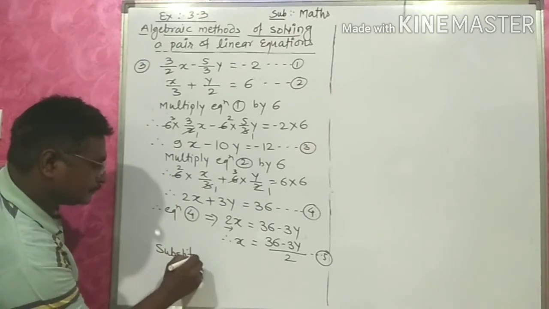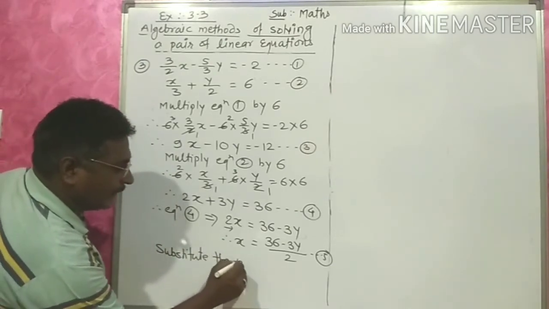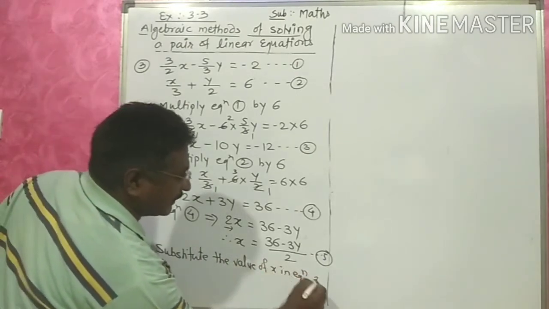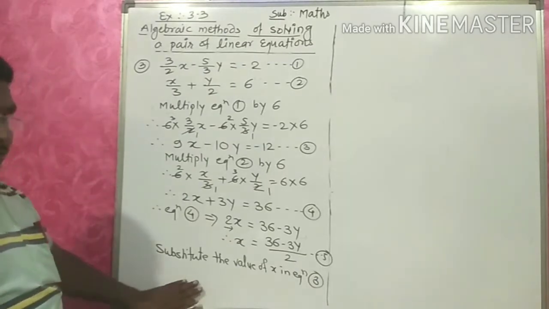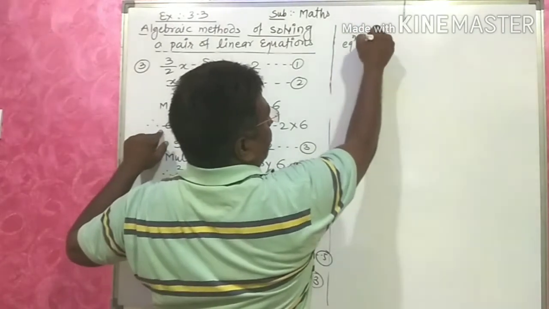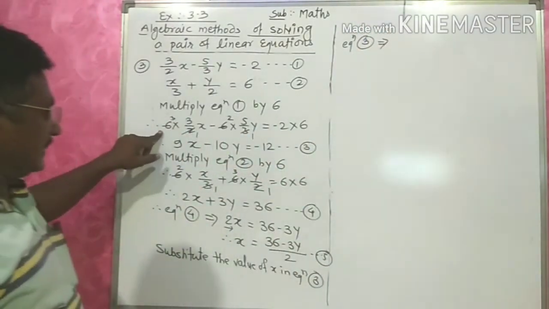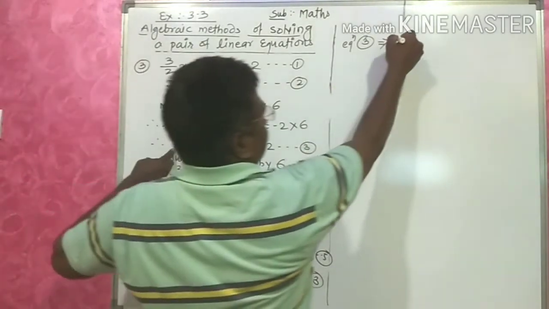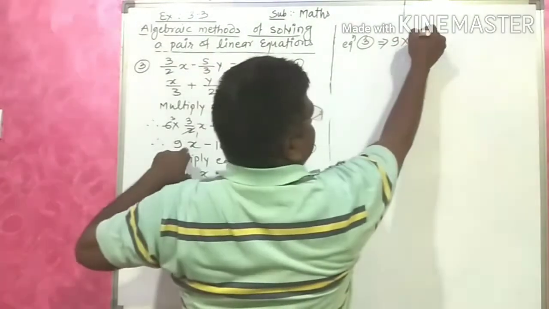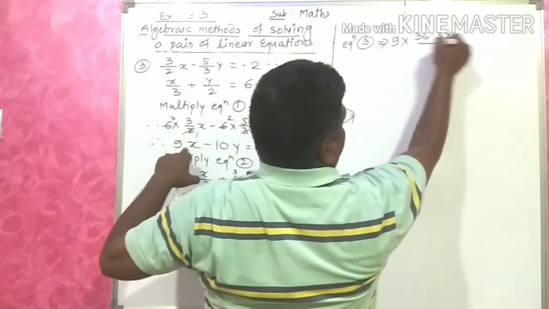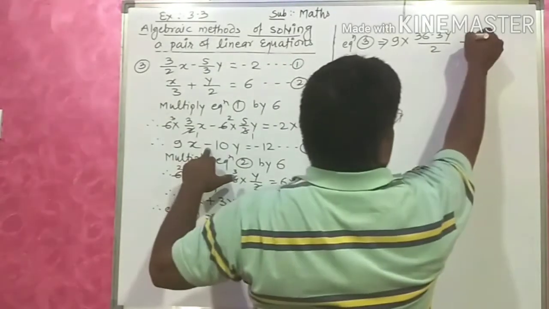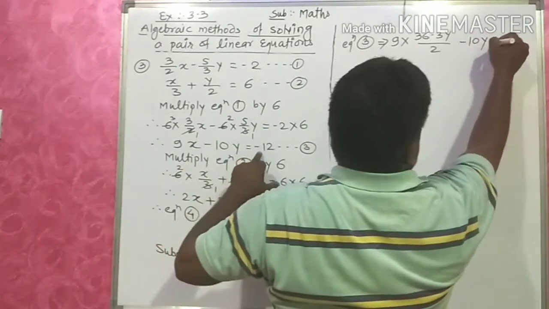Substitute the value of x in equation 3. Which equation has to be substituted? 3. So equation 3 becomes. So what is equation 3? Here 9 into, what is the value of x? Here 36 minus 3y by 2, then minus 10y equals to minus 12.